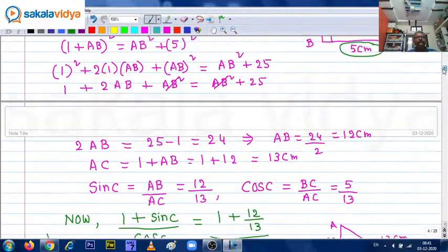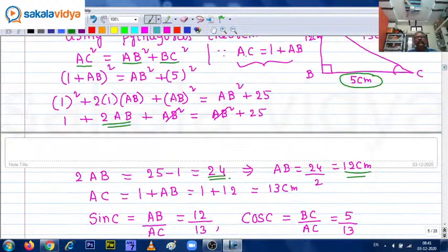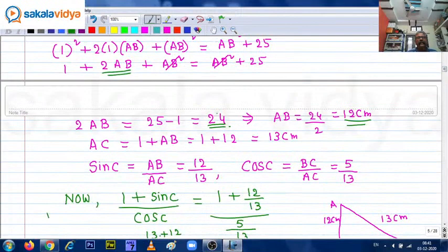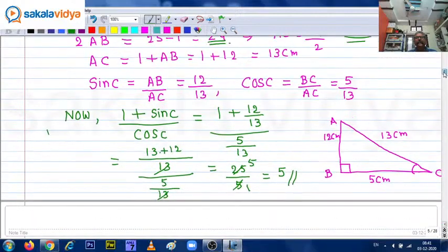Next step, 2AB equals 25 minus 1. So that is 24. AB is equal to 24 by 2, that is 12 centimeters. Next, we have AC is equal to 1 plus AB. AB is 12, so 13 centimeters. So now in the triangle, BC 5 centimeters, AB 12 centimeters, AC 13 centimeters. Find sin C and cos C. Substitute in 1 plus sin C by cos C, you will get the answer.